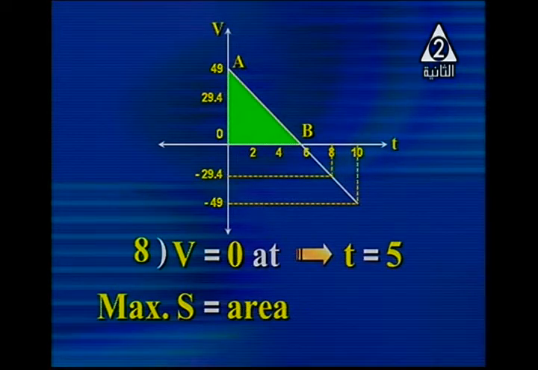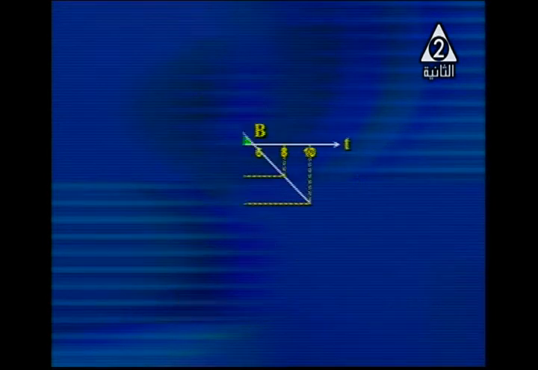For the maximum distance, we find the area of triangle AOB. Maximum distance means the area of triangle AOB. The area of a triangle is half base times height. What is the base of triangle AOB? It is 5. What is the height? It is 49.